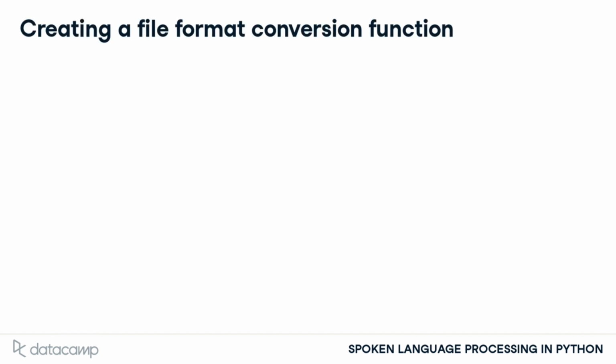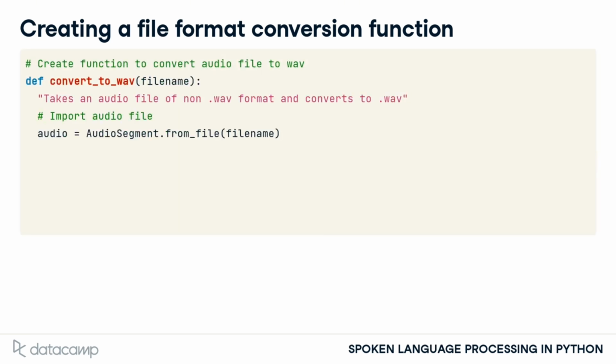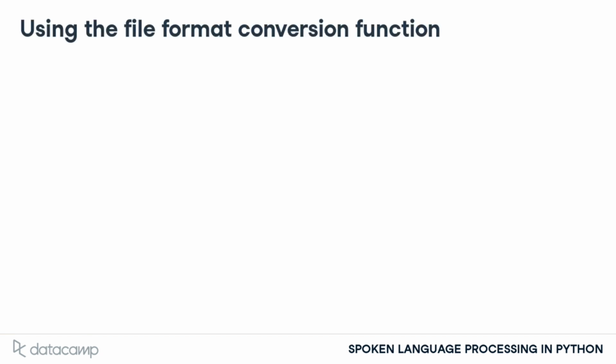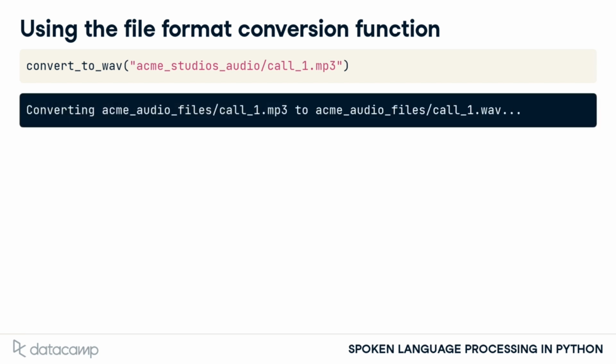The first one, convert to WAV, takes a file path name and converts the file to a WAV file. You'll first import the file as an audio segment and then create a new file name for it using the split function on the file name and adding the .wav string extension. Finally, you'll use the export function to export it to the WAV format with the new file name, similar to what you did in a previous lesson. Great! Now you can convert audio files without repeating yourself.